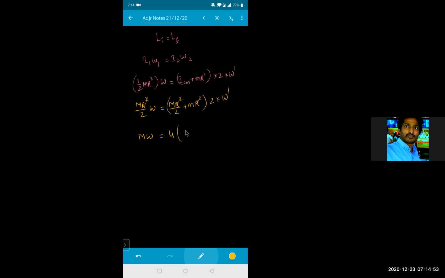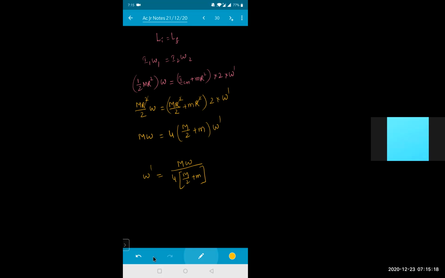So this is (M by 2 plus small m) into omega dash. Omega dash is equal to M into omega, the total value, divided by 4 into (capital M by 2 plus small m).